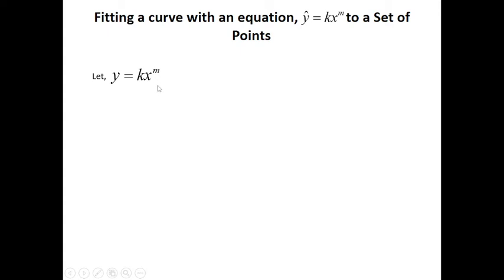And then, let's take the common logarithm of both sides. Meaning, for common logarithm, the base is equal to 10. As you notice, you cannot see 10 as the base for the logarithm, so that is understood to be 10. So we have log y equals log kx to the power of n.